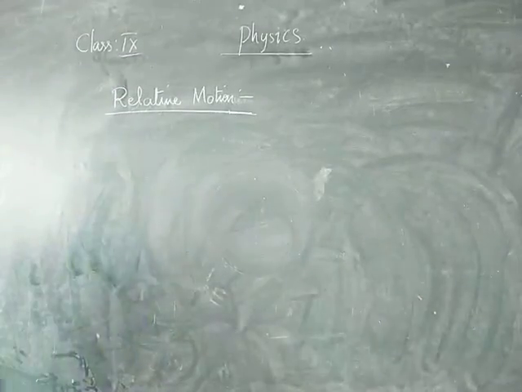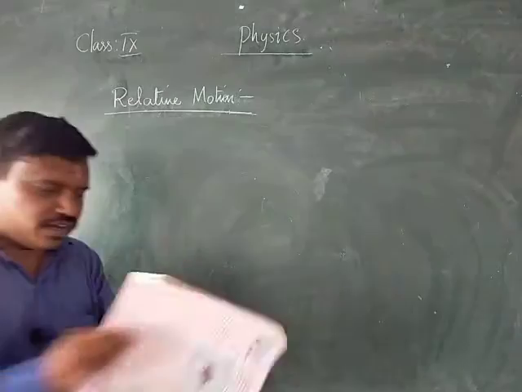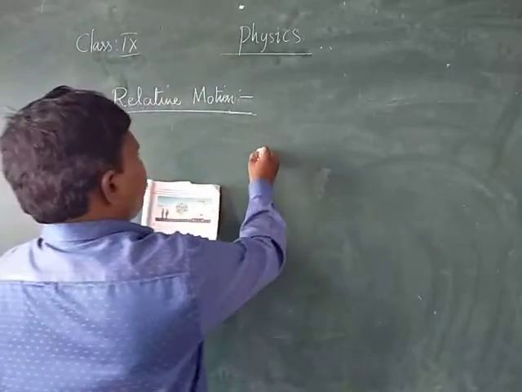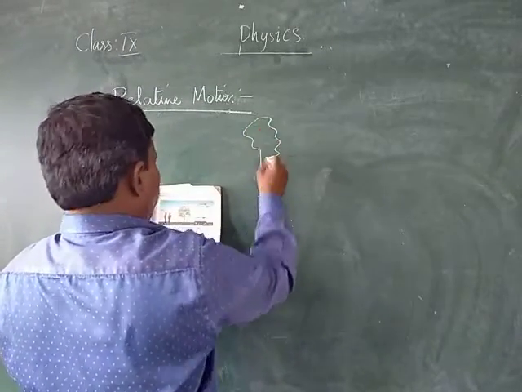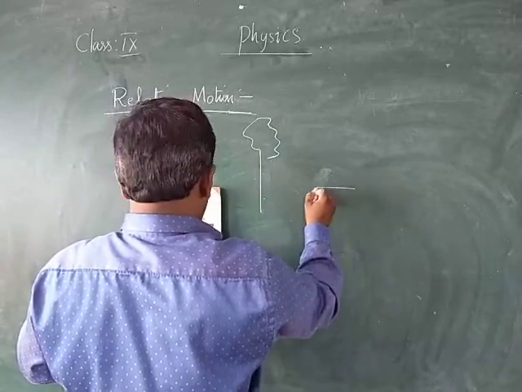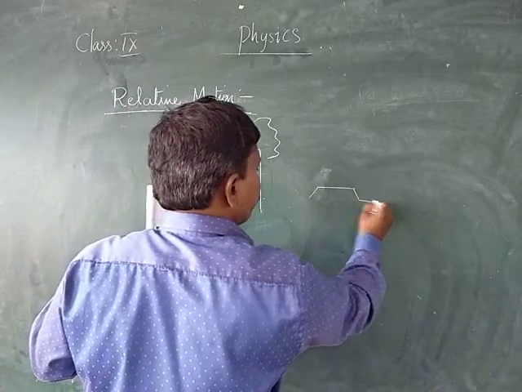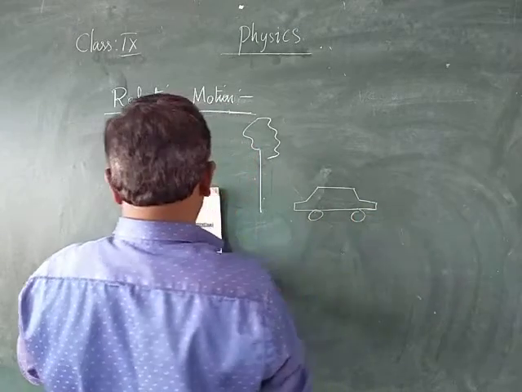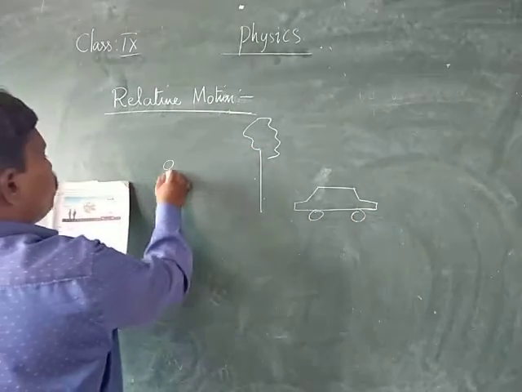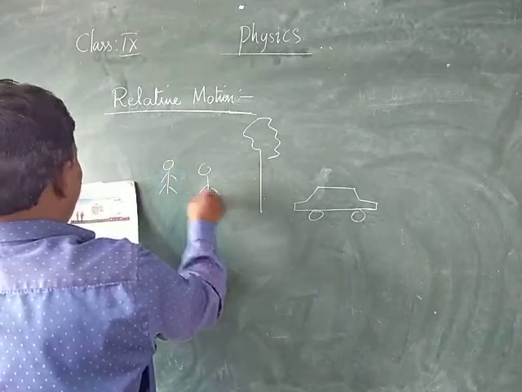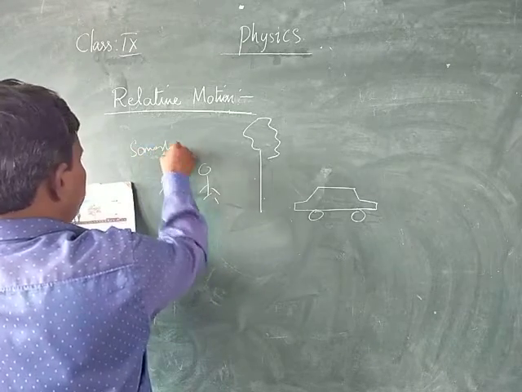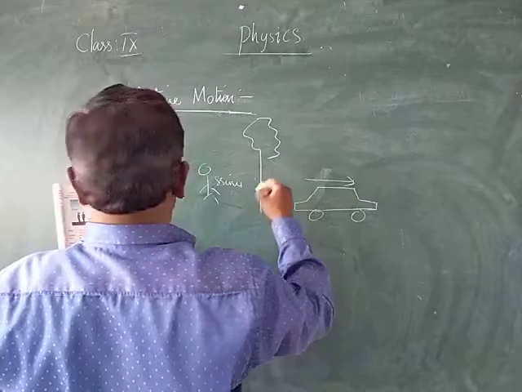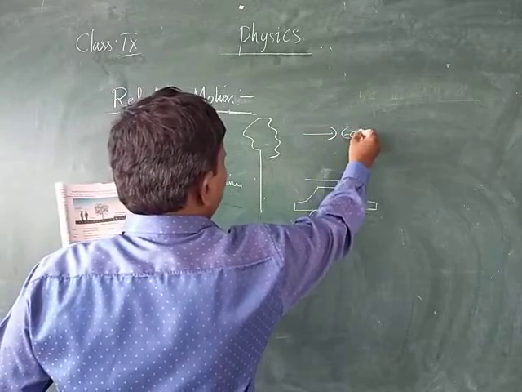Let us take the textbook, where some more examples are given. Here a tree is given, a car is moving over here, and two persons are given, that is Somesh and Srinu. The car is moving this side, towards the east side.